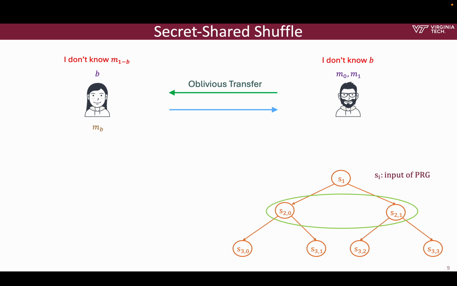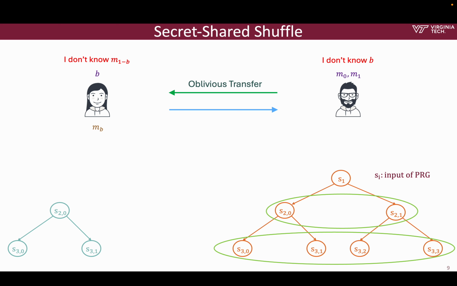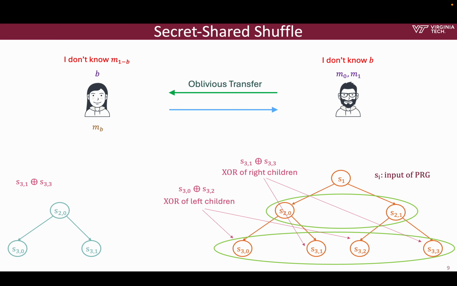For example, on the second level, the left-hand side party can only learn either S20 or S21, and we suppose that it can learn S20. By knowing S20, it can regenerate S30 and S31. For the next level, because there are 4 values, the right-hand side party has to XOR the values of the left nodes together and the right nodes together to let the left-hand side party learn one of the 2 values. We suppose that the left-hand side party can learn S31 XOR S33 as here, and because it knows S31, it can XOR with that value to cancel out S31 and learn the value of S33. So at the end of the protocol, one party learns a punctual vector, while the other party holds a full vector.